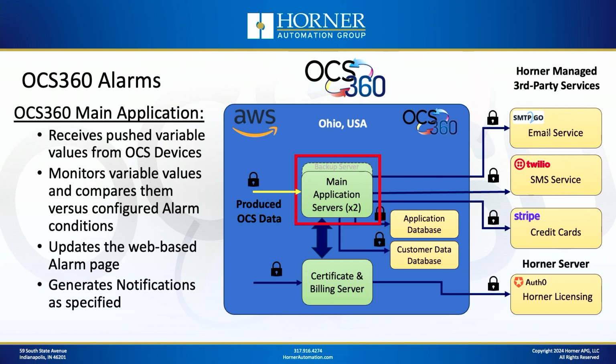Now, as that data comes in, the main application of OCS 360 is comparing those variable values against any pre-configured alarms, okay? And if anything needs to be updated on the alarm side, then basically it will update the web-based alarm page and it will generate any notifications that have been specified. So that's all done by the main application.